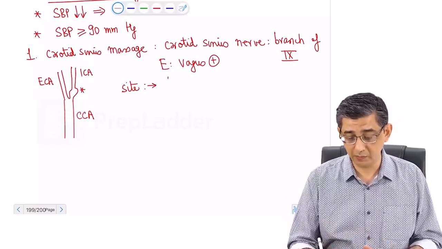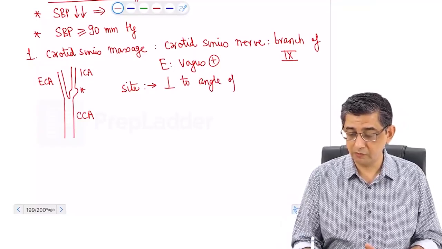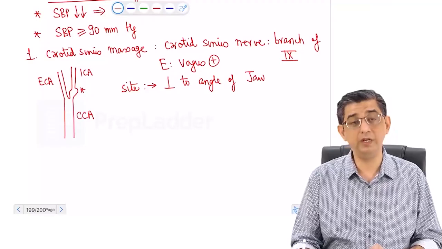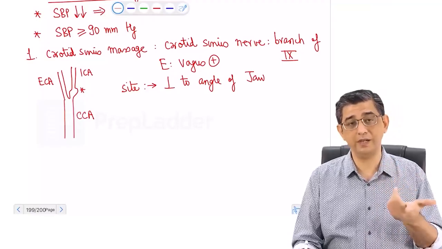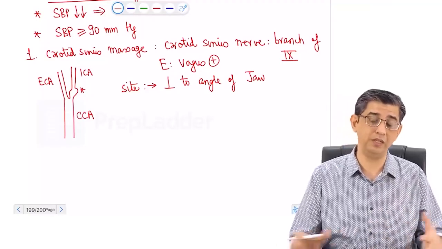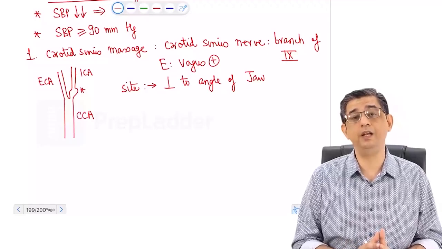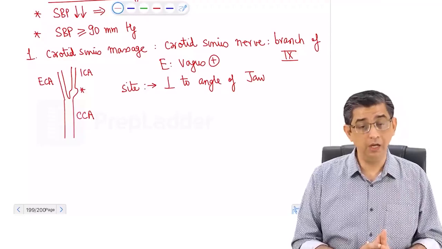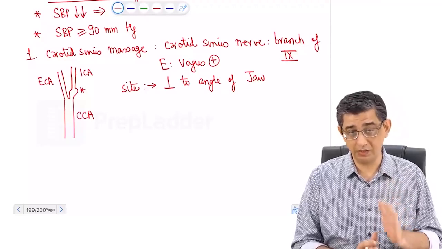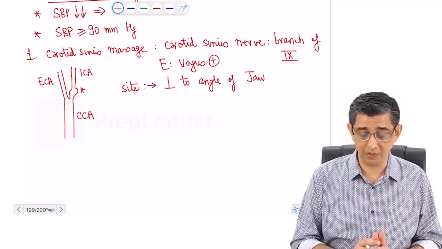The site I said was perpendicular to the angle of the jaw, and whenever you're giving carotid sinus massage, you are supposed to give it intermittently and only on one side at a time. I mean, do not give it on both sides simultaneously, because that can contribute to sudden deceleration, even bradycardia in some cases. So you give it on one side intermittently. If you give it continuously, it will cause desensitization of the receptors. I repeat once again, if you give it continuously, it can cause desensitization of the receptors.